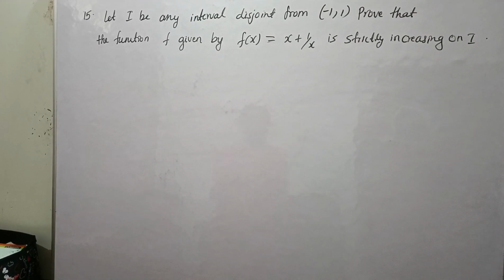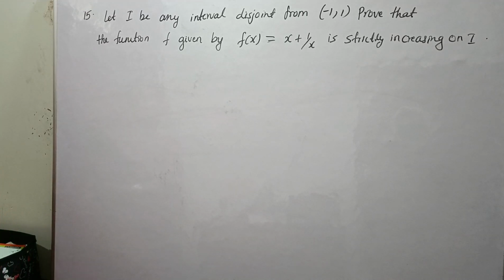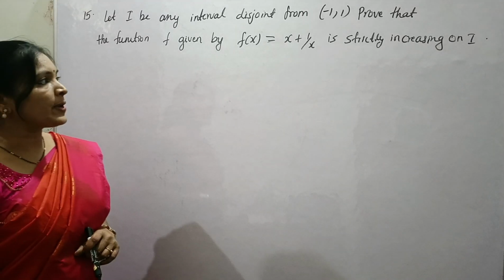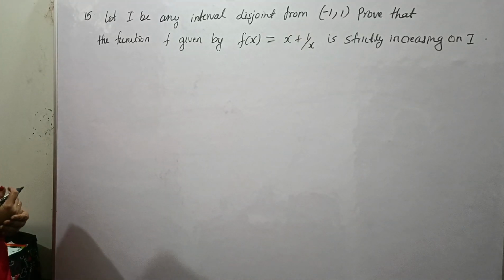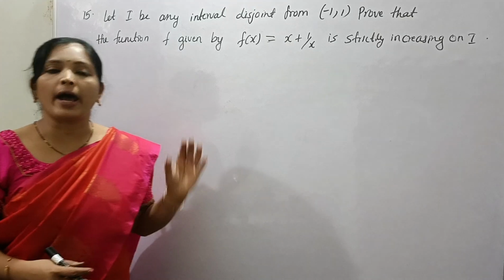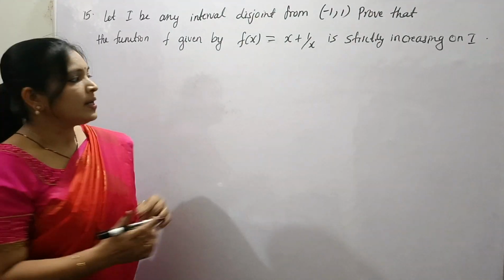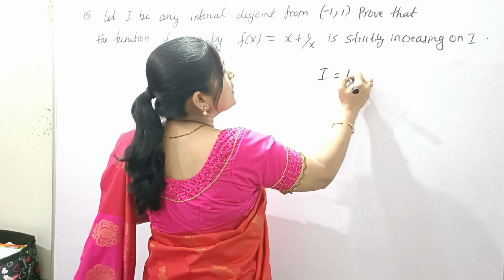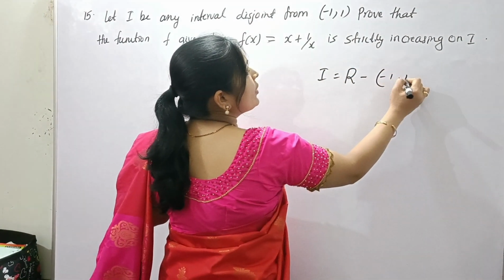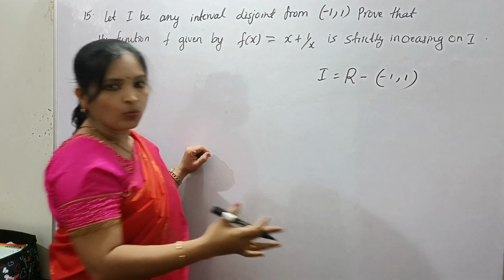Let I be any interval disjoint from -1 to 1. Prove that the function f given by f of x is equal to x plus 1 by x is strictly increasing on I. So here we have to prove this function is strictly increasing on I. What is the interval I? This interval is not containing the interval -1 to 1. That means I is nothing but R minus -1 to 1, this interval excluding -1 to 1.